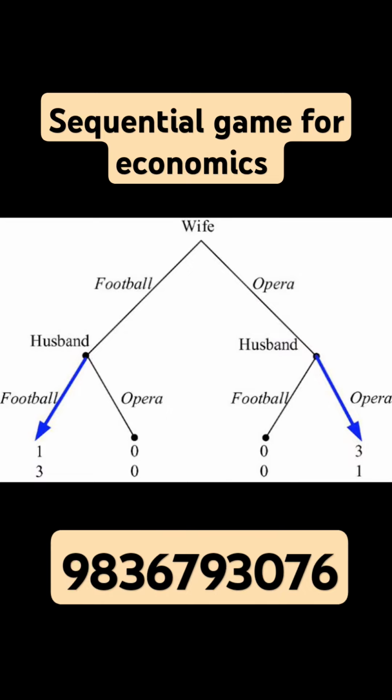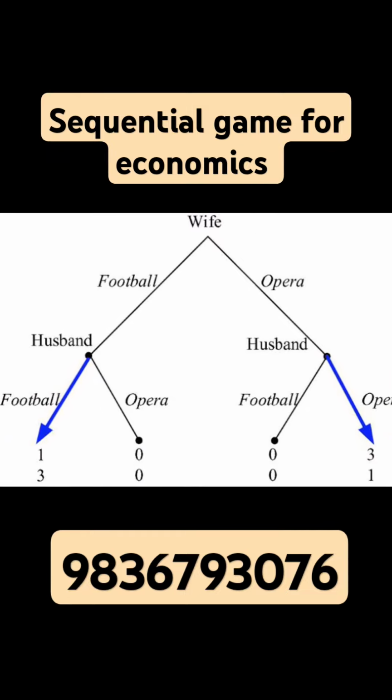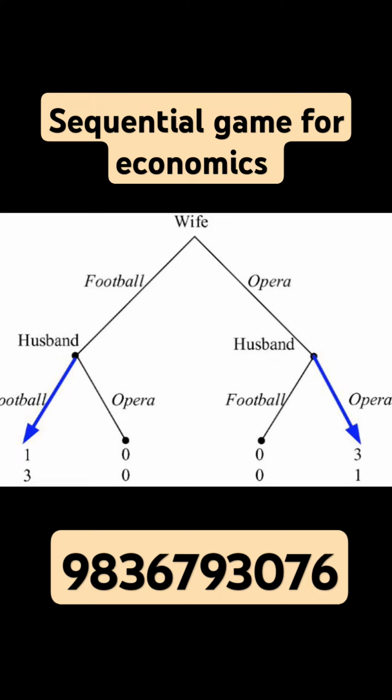Today I will try to explain sequential games in a very easy way for economics students. So here we can see that the wife is the first mover. In a sequential game, one player is considered the first mover. Now the wife is choosing either football or opera. Player 2, the husband, moves second, choosing football or opera after seeing player 1's choice.